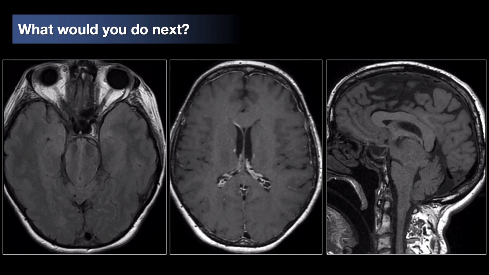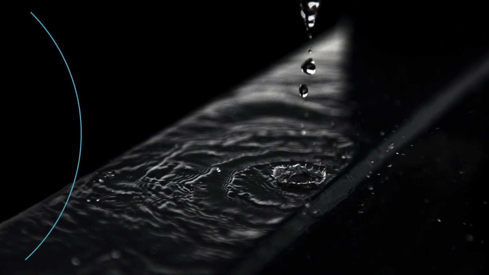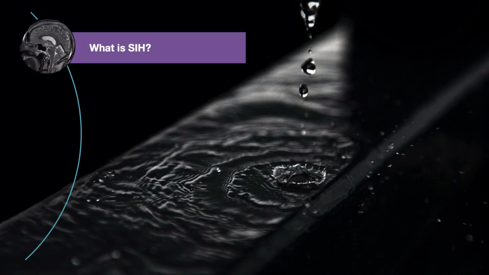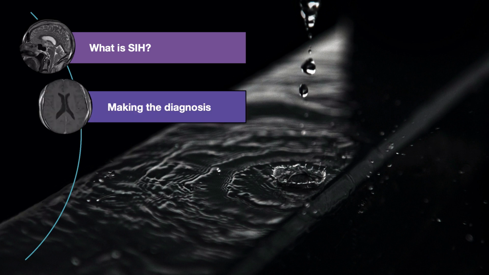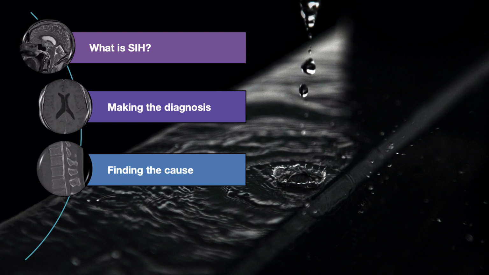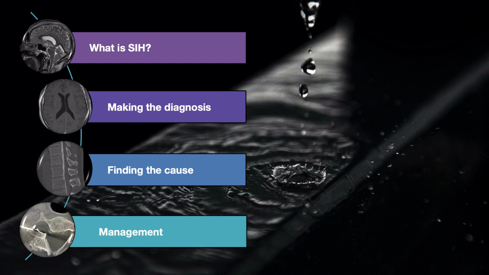Now, this is a question for which there may not be a uniform correct answer, but by the end of this talk, I'm hoping you will be more able to clearly outline a solution. We'll come back to this at the end, but keep this at the back of your mind. So let's have a look at what we're going to cover. We're going to look at what is SIH and what causes it, how we then go on to make the imaging diagnosis of SIH, and how we localize what's causing it. And finally, we'll look at the management options for these patients with a focus on the radiologist's role in management.